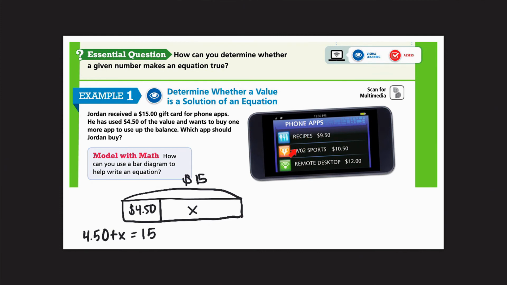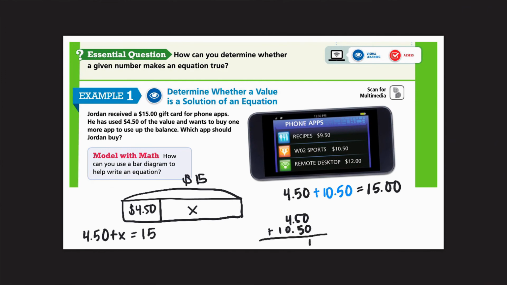Let's do sports. Okay. So for the sports one, I have $10.50. So let's do 4.50 plus that sports cost, which is $10.50, and see if that equals the $15. I like to stack my add-ins here, so we'll do 4.50 plus 10.50. Sorry, my little 5 there is kind of an ugly guy. Let's fix that.